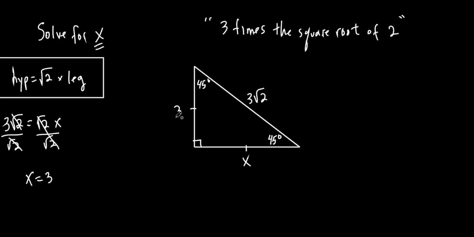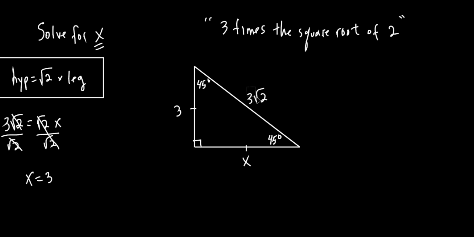Because if this side was 3, how would I find the hypotenuse? I would multiply this by the square root of 2, wouldn't I? To get this. Everybody see that? All right, so if they give you the hypotenuse, how do you find the leg? You do the opposite of multiplying, which is divide. So if they give it to you as 3 square root of 2, it makes it kind of easy.